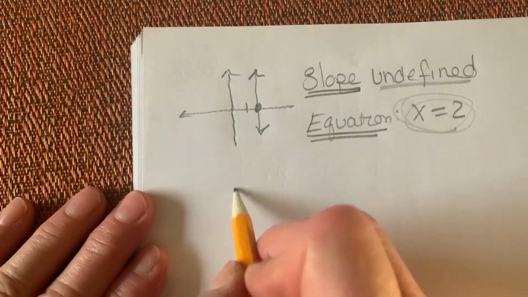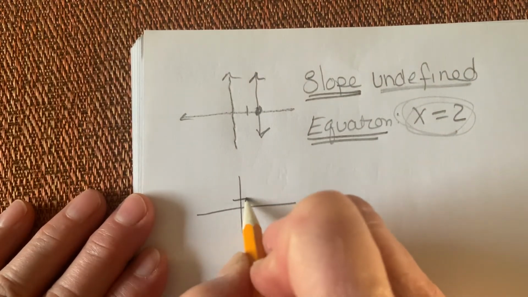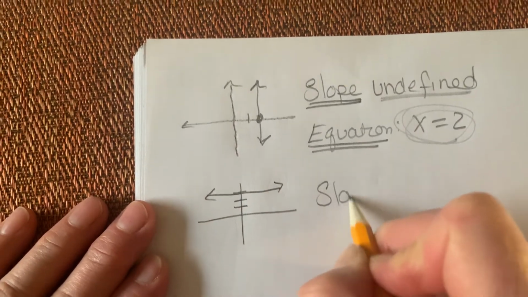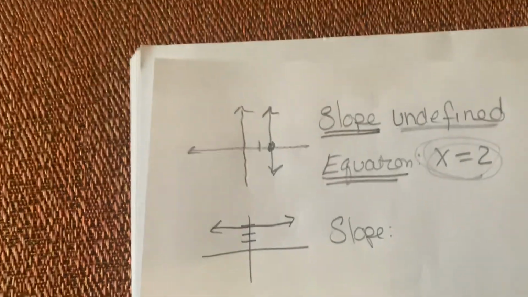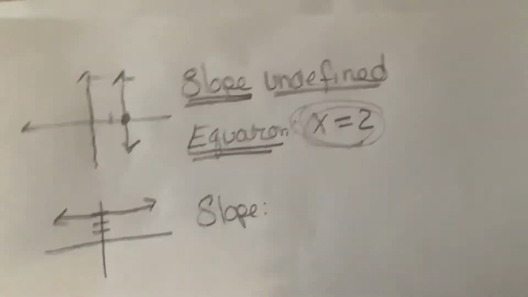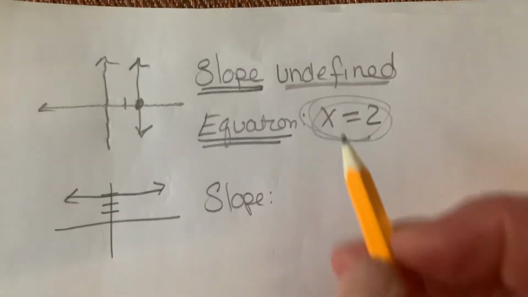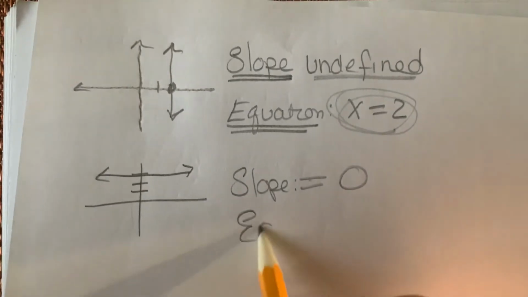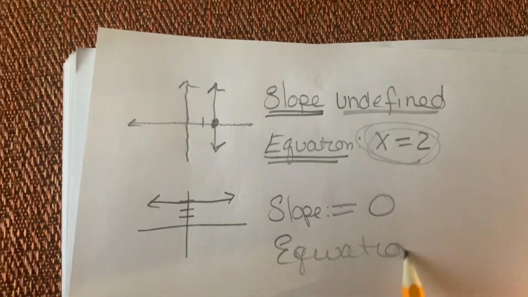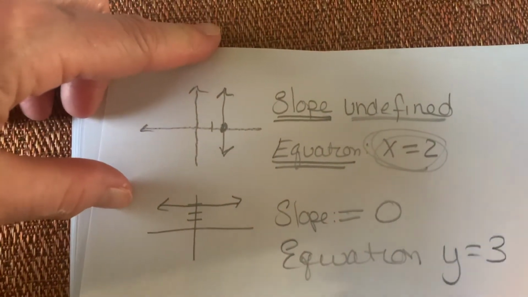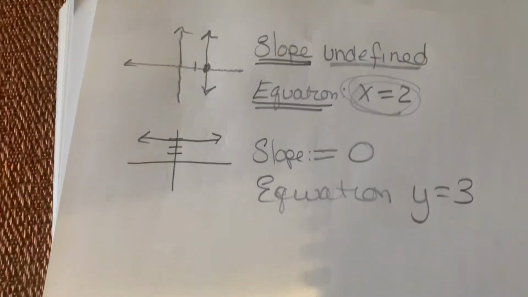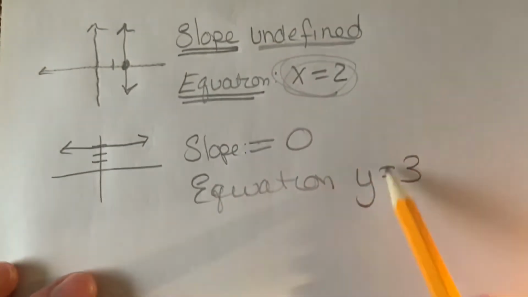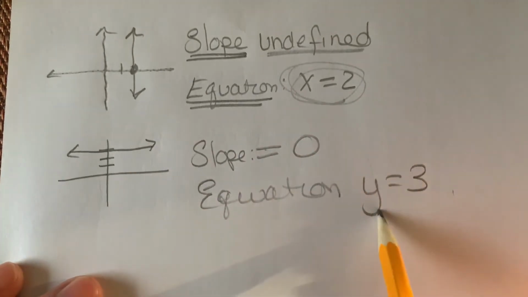That is the slope. If I gave you the horizontal line, like this, then for the slope, you're going to say the slope equals 0, but the equation is y equals 3, okay? So you have to be careful of that, and that you don't make a mistake or switch these up. You got to remember these.